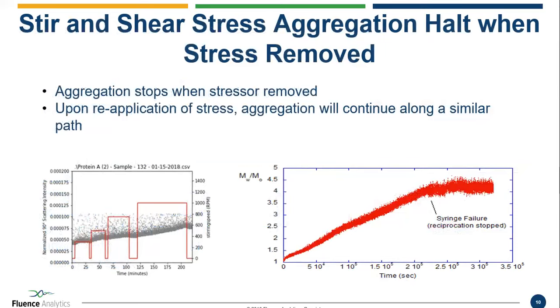On the left, we've looked at applying stir stress. This is contact stir stress, which is started and then stopped at periodic intervals. And what we see is that when the stress is stopped, our light scattering signal basically flatlines. And when we start the stirring again, the aggregation profile continues along the same pathway as it did before. So you can basically just halt and start the aggregation during these experiments.